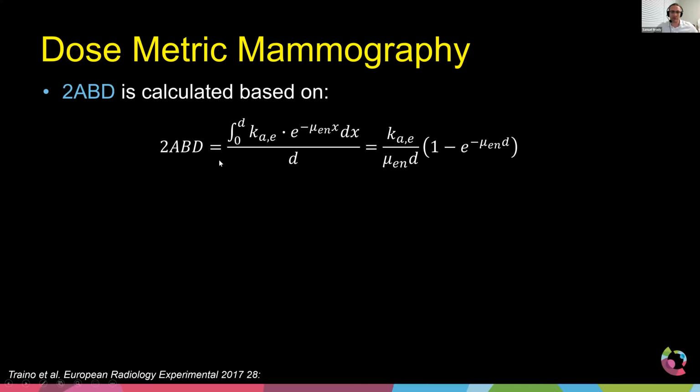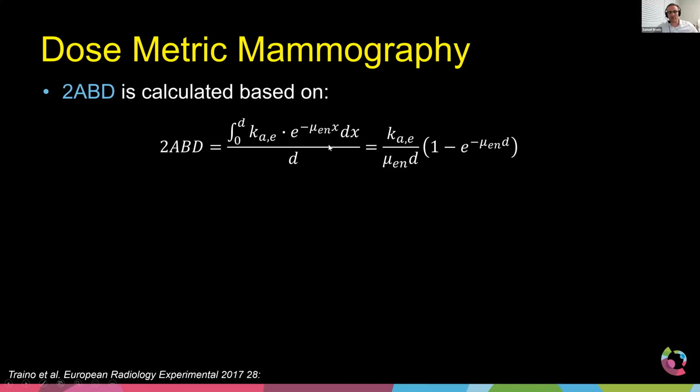So here's the equation. It might look ugly, but it's actually fairly simple. Really, all we're doing here is integrating, or summing, over the thickness of the breast based on the entrance air kerma coming into the breast and the attenuation factor, or the amount the breast attenuates the radiation.